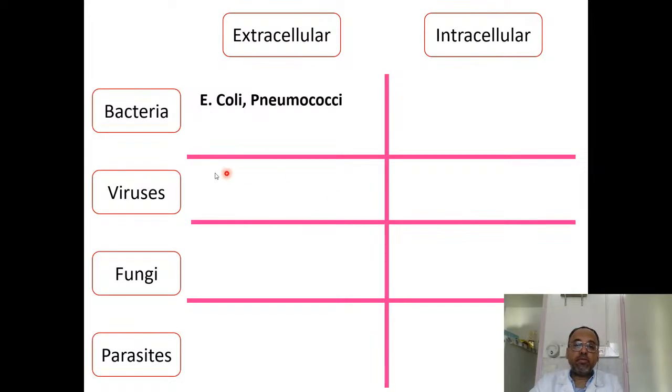So the majority of bacteria are extracellular bacteria, like E. coli that causes diarrhea, or pneumococci that can lead to lung infection or to meningitis. But we do have some intracellular bacteria as well, like Mycobacterium tuberculosis and Mycobacterium leprae, which are causative agents for tuberculosis and leprosy. These are intracellular bacteria. For viruses, in order to survive and in order to proliferate, they have to be inside cells. So these are intracellular pathogens.